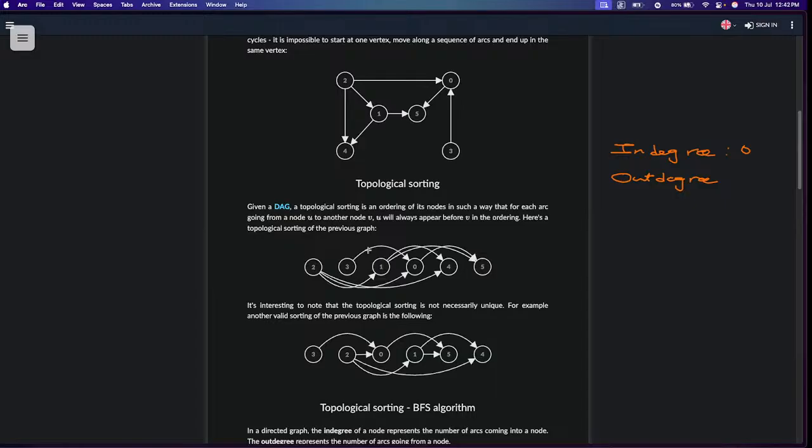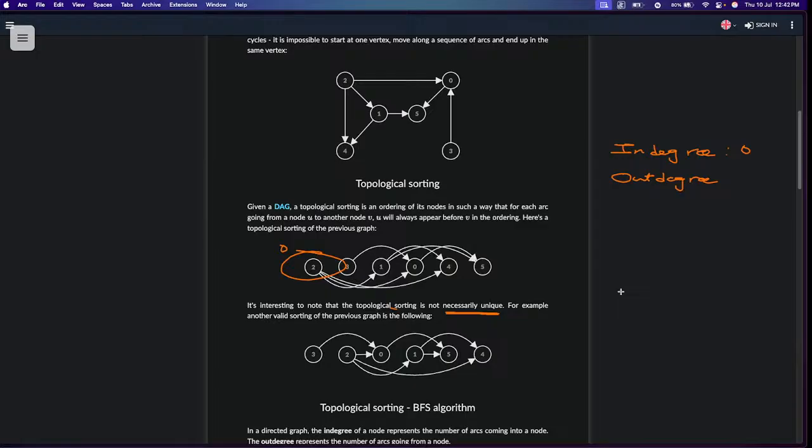So if you really look at this, there's no in degree over here. That's a 0 in degree. And it goes through multiple things, so on and so forth. One thing about topological sorting that's very very important, it's not necessarily unique, right? There could be multiple sortings for the same graph, and you should always remember this.